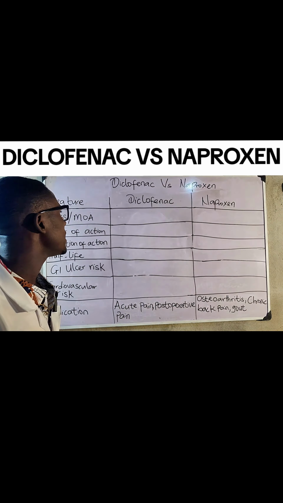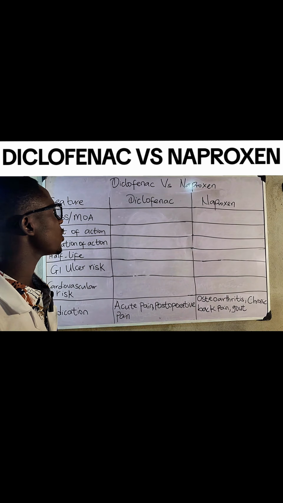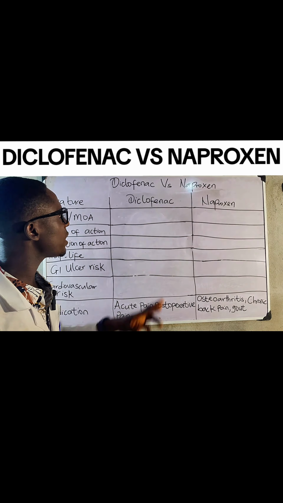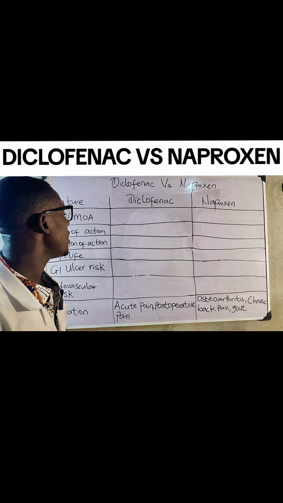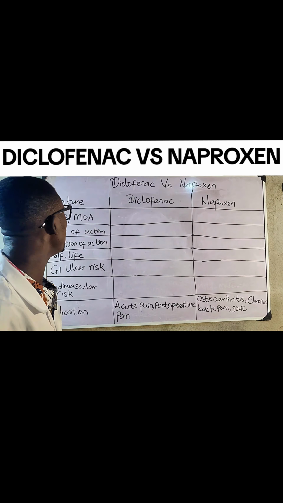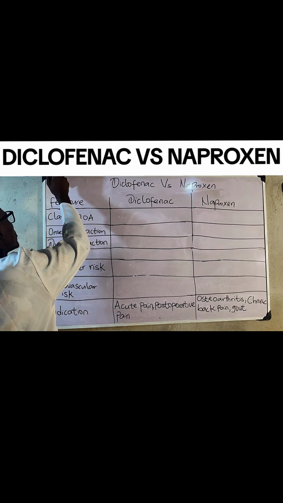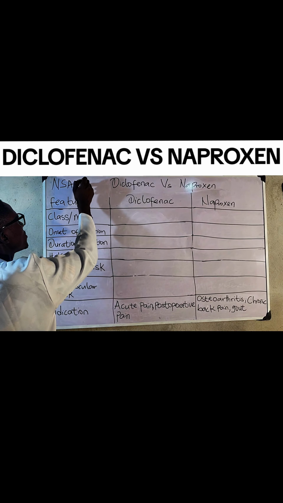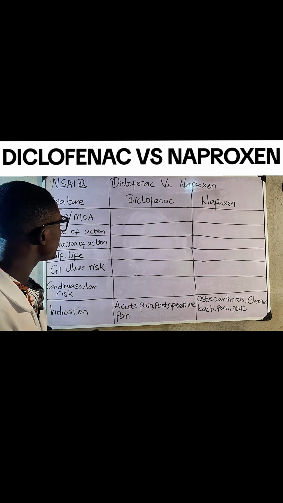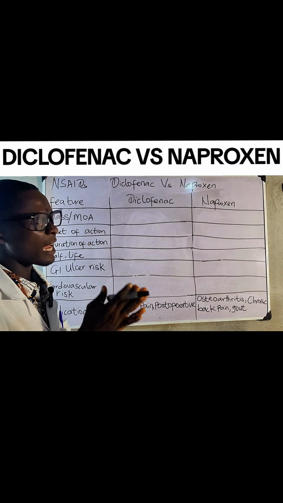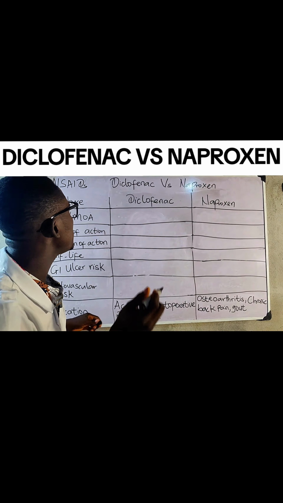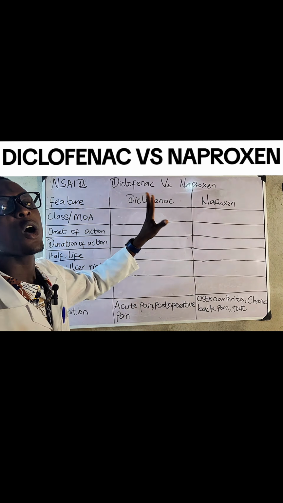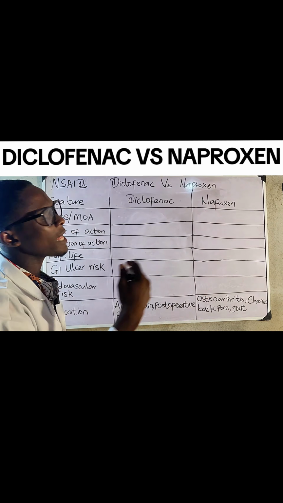Now let's discuss this. In our last video, we discussed diclofenac versus ibuprofen. But today, let's look at naproxen. First things first, I want you to know that they are both under the class of drugs called non-steroidal anti-inflammatory drugs, that's NSAIDs. For a better classification, diclofenac is under the class called preferential COX-2 inhibitors. There are other drugs under them.